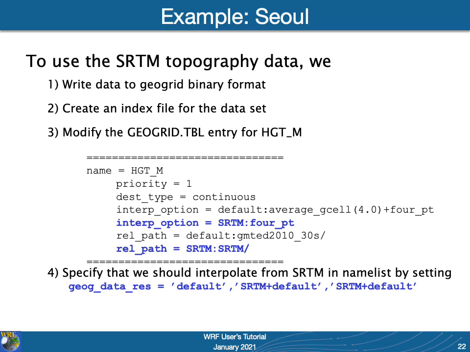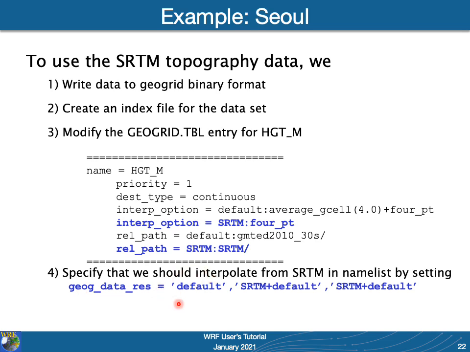This is called HGTM. In this case, we just need to add a new path to our SRTM topography data, as well as an interpolation option, which we've just taken as a 4-point bilinear interpolation. The last thing that we need to do in order to tell the GeoGrid program to use SRTM topography data rather than the default topography data is to specify in our namelist.wps file the following for the geog_data_res namelist variable.